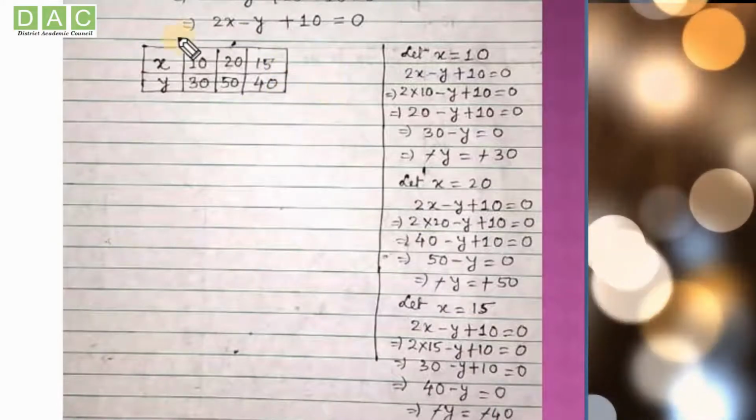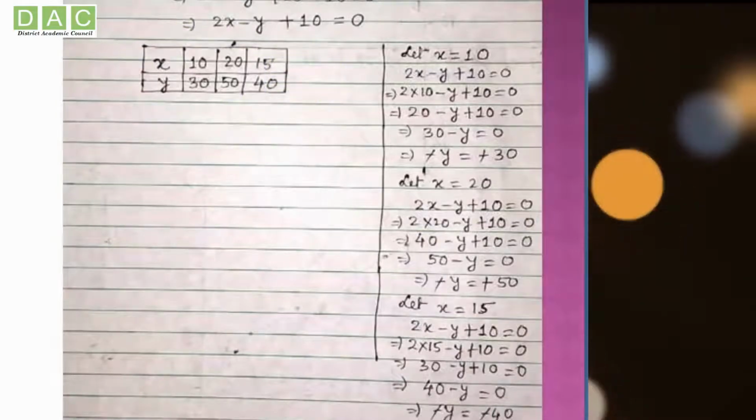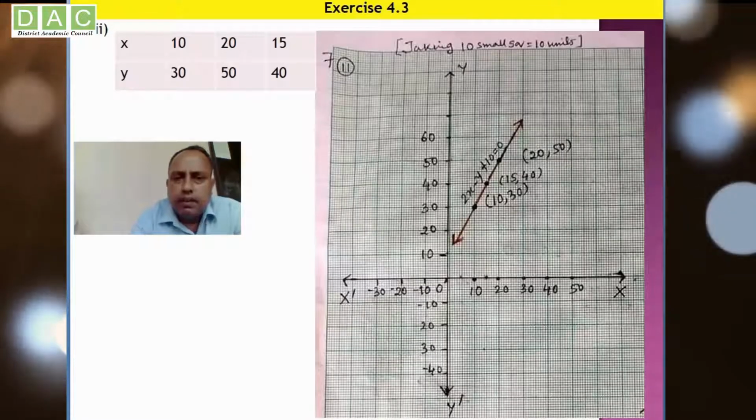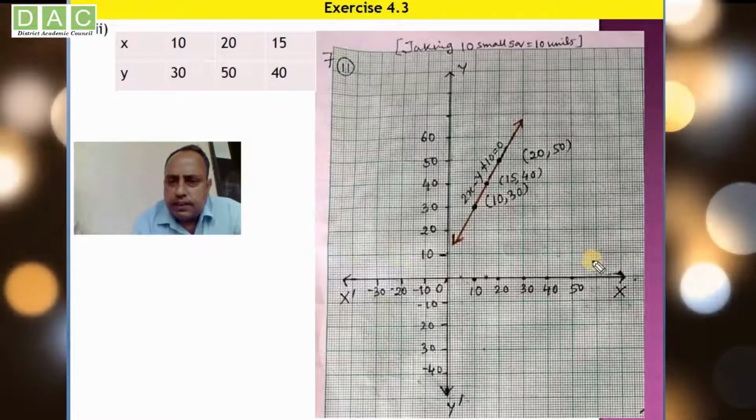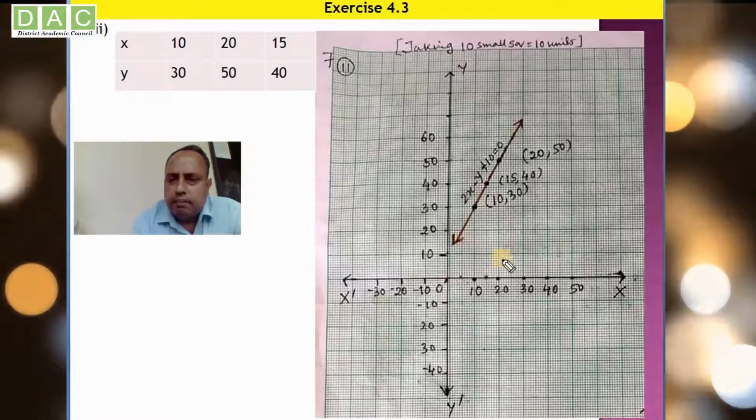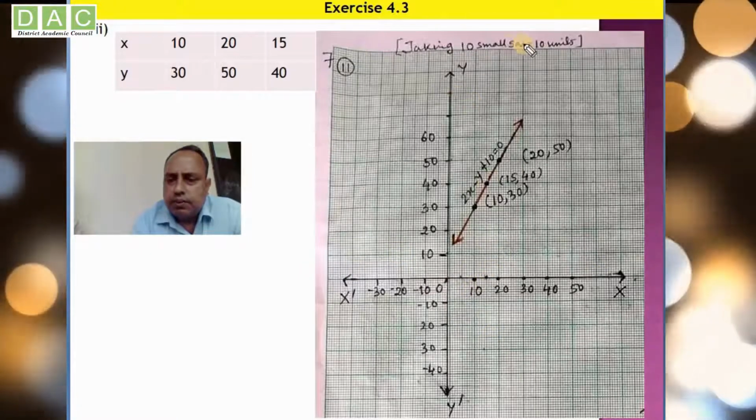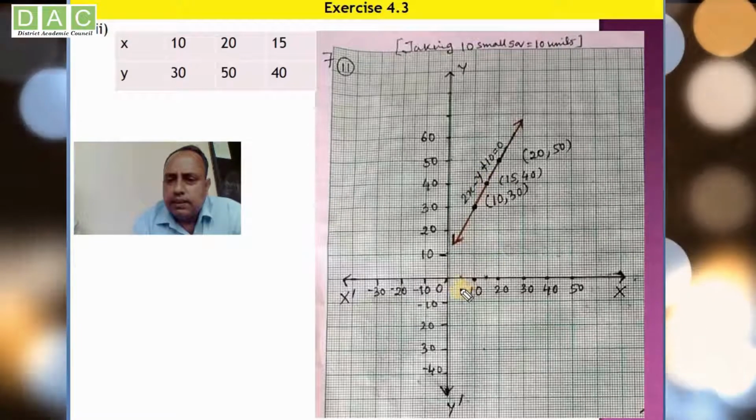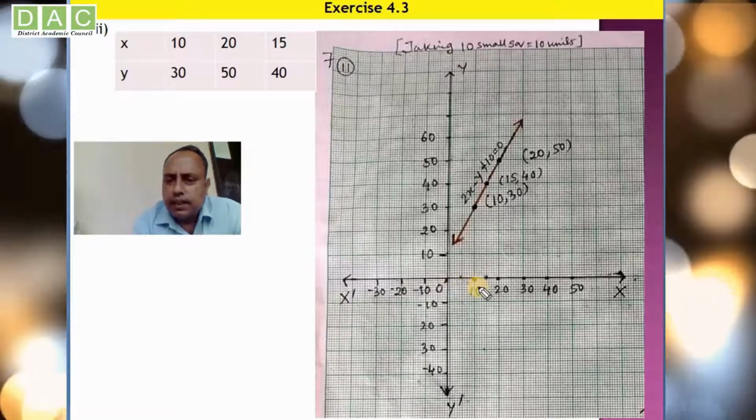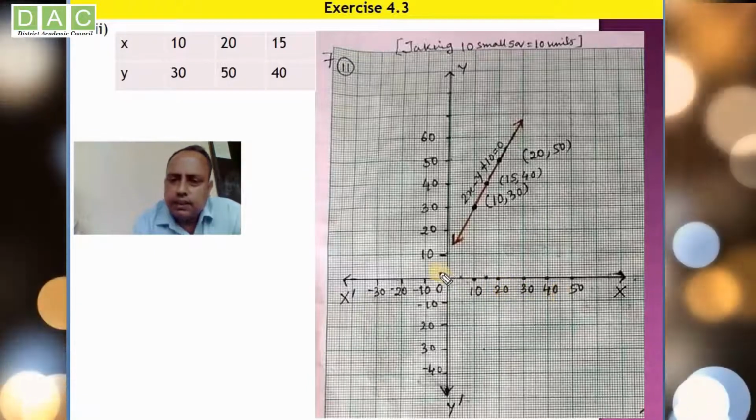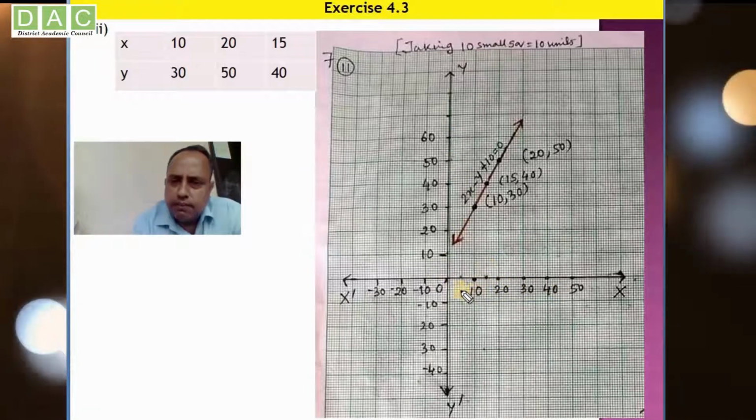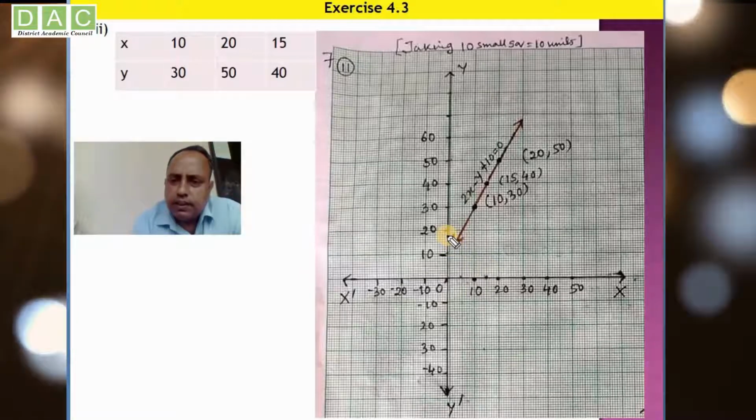Now from this table we will draw a graph. This is our table. First we will draw the x-axis and y-axis, taking 10 small squares equal to 10 units. Another 10 small squares, 10 plus 10, 20, on the x-axis as well as on the y-axis, the same: 10 small squares equal to 10.